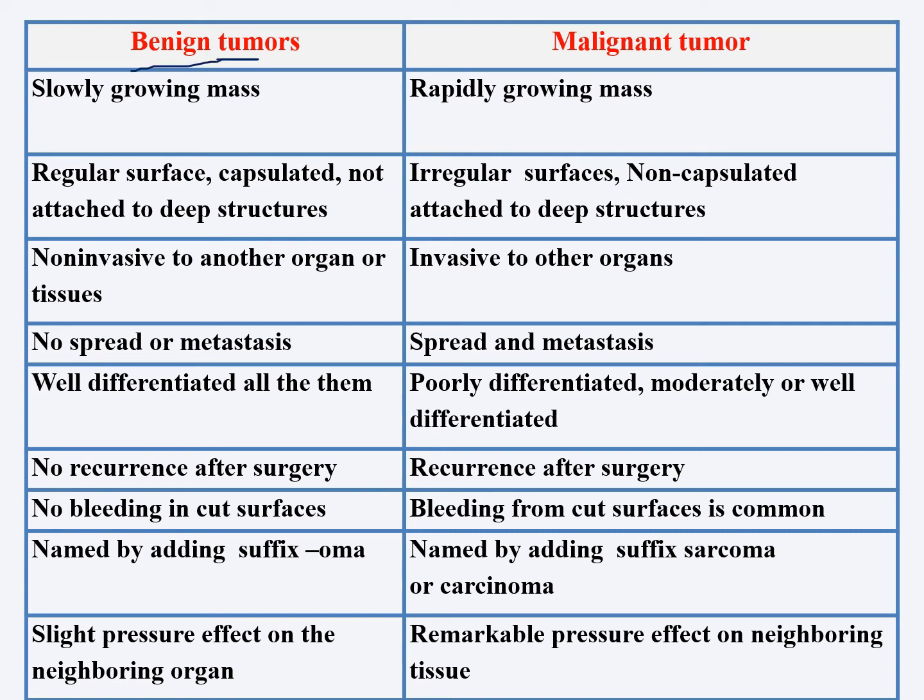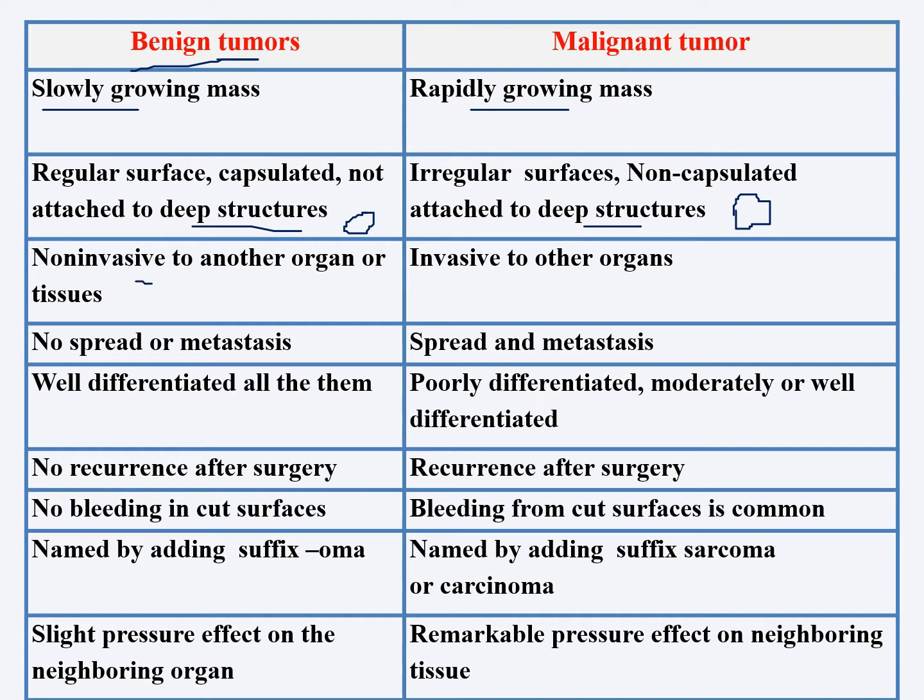So you find that benign tumors are slowly growing, unlike malignant tumors, which are rapidly growing. Also, benign tumors are regular in their surfaces and capsulated. If this is a tumor, you will find it regular and there is some sort of capsule. While malignant, you will find it irregular like this and non-capsulated. So it can be attached to the deep structure, unlike the benign one, which is not attached to the deep structure.